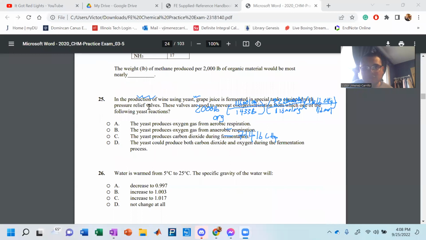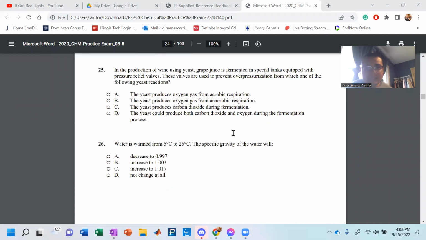Okay, number 25 is easy. The thing with 25 is that you just have to kind of know what the fermentation process looks like. So in the production of wine, grape juice is fermented in special tanks equipped with pressure relief valves. These pressure relief valves are used to prevent overpressurization of which of the following yeast reactions?